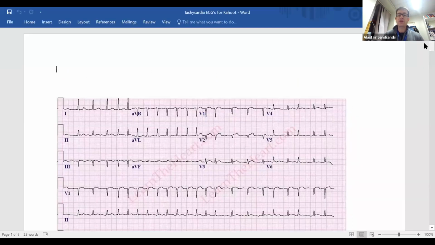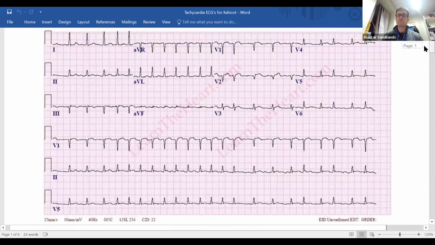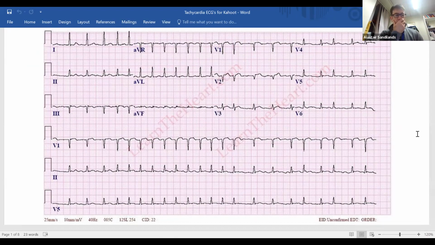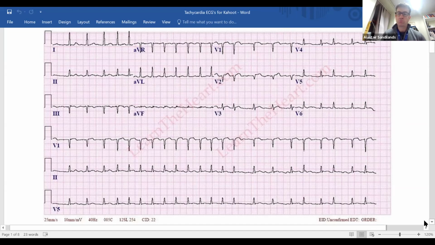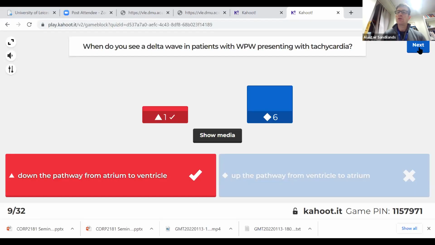Okay, this is the ECG for questions 10 to 16. So look carefully. This is question 10 to 16. So questions 10 to 16 now. Okay, question 10.